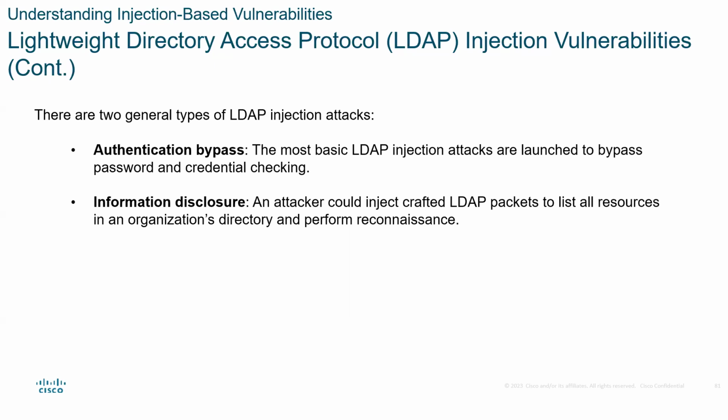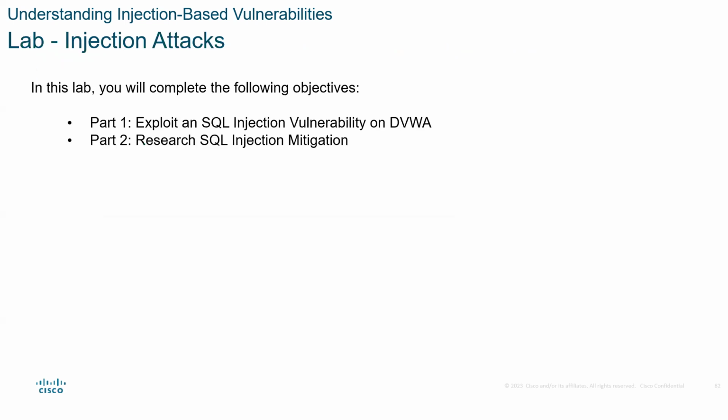So one is to bypass authentication. Of course, if somebody is bypassing authentication, the suggestion is that the person is not there for good reasons. Information disclosure is another. This is where an attacker injects crafted LDAP packets to list all resources available in the organization's directory. By doing this, the attacker is performing one of the first steps of penetration testing, which is reconnaissance, gathering intelligence, just going around and gathering information.